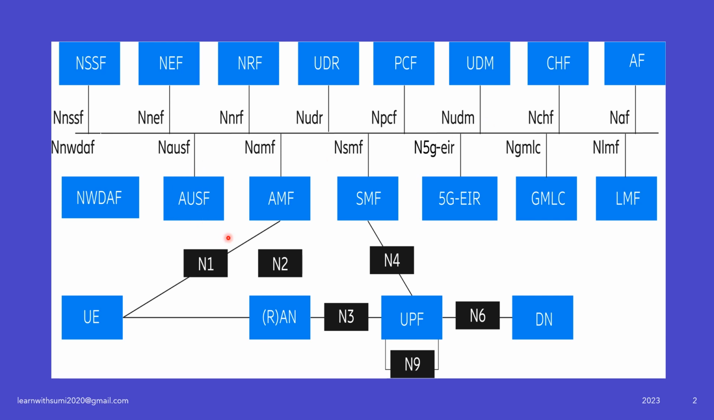The AUSF is designed to be scalable and flexible, allowing it to support a wide range of 5G use cases and applications. It is also designed to provide robust security features, including encryption and authentication mechanisms to protect against unauthorized access and data breaches. We will discuss the functions of AUSF.